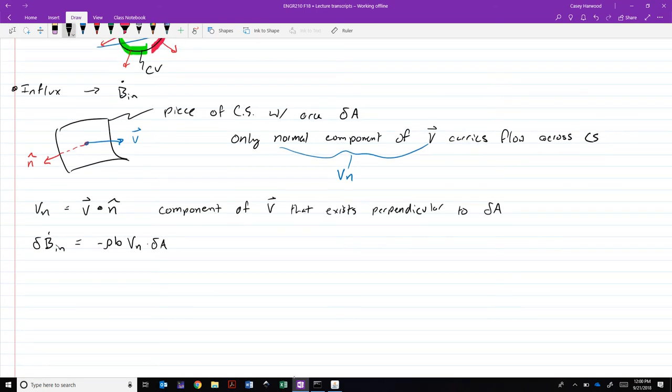And so, right, if we wanted to count up every little piece where influx is occurring, we would write the integral across the inflow portion of the control surface of negative rho b v dot product with n dA. Okay, I want you to be careful. Note that we do have a negative sign here.